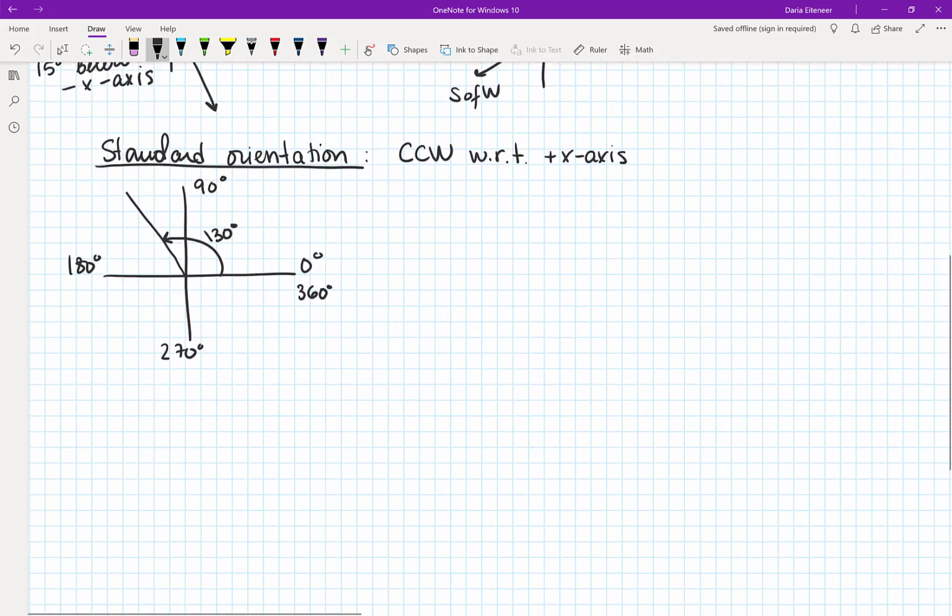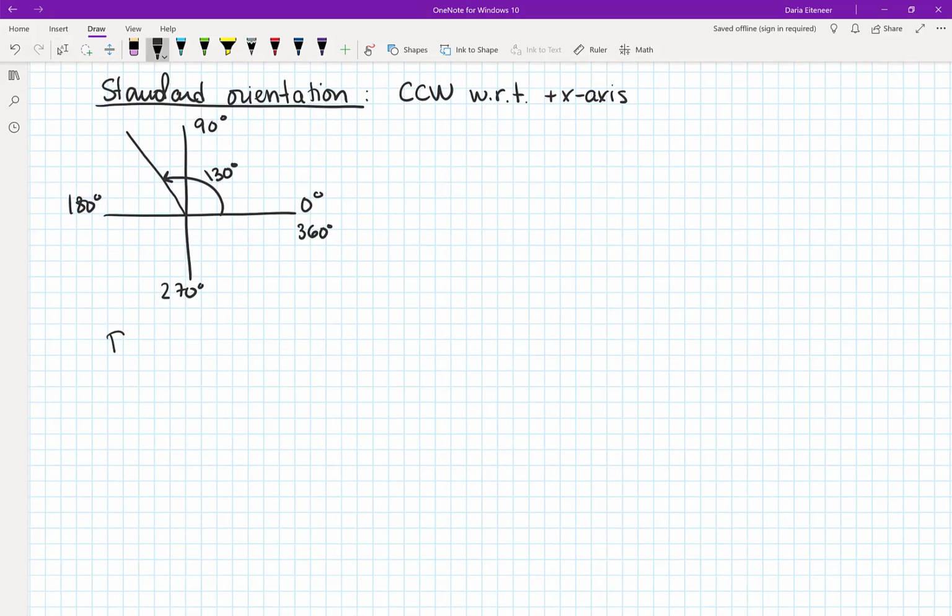There is one more method of addressing direction. This is called bearing. Bearing is measured with respect to the positive y-axis. We are not going to use this notation in this class, and I don't recommend even doing this on your own. This is used a lot in navigation, flying, maybe orienteering, but nobody else uses that.